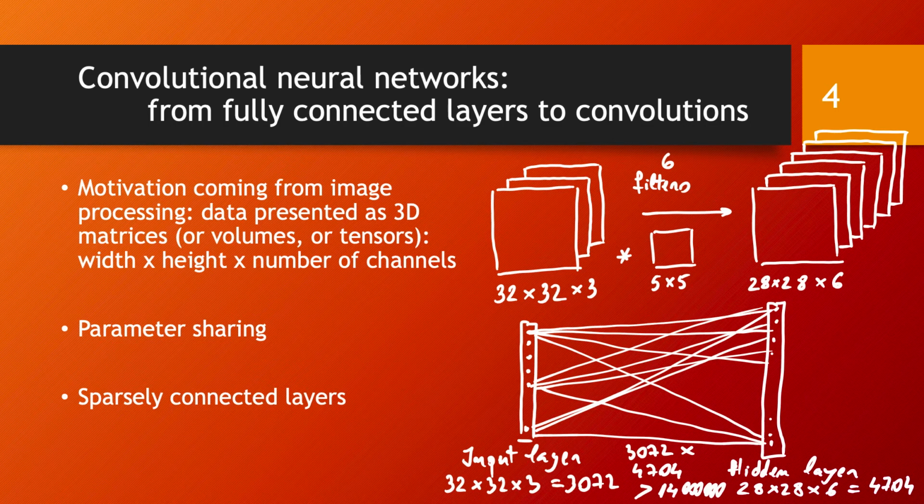We have 5x5, but in fact you will see that we will need a 5x5 for each one of the channels or each one of the layers in the previous layer. So in practice, we will have 5x5 by 3. A filter would be just such a tensor, 5x5 by 3. And as usual with neural networks, we would have this addition of a free term.